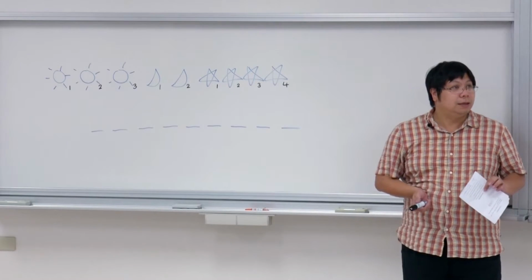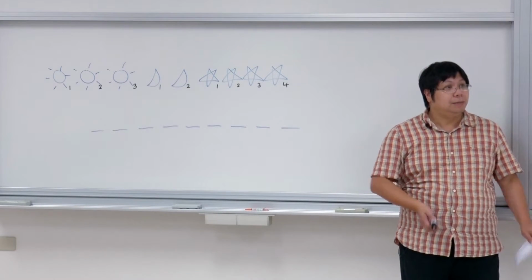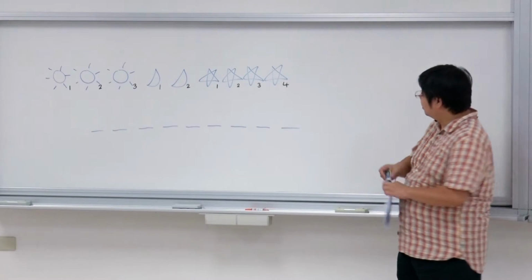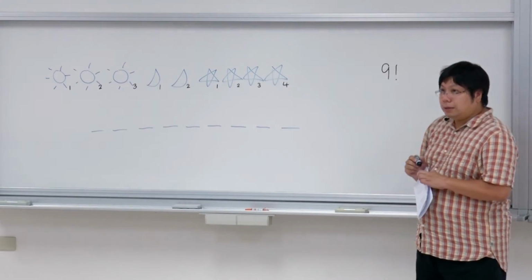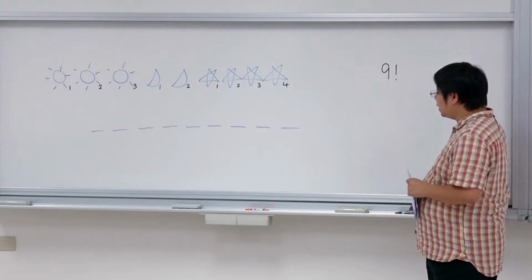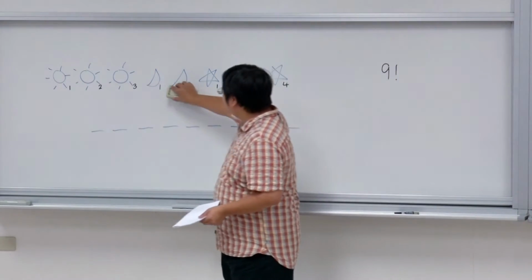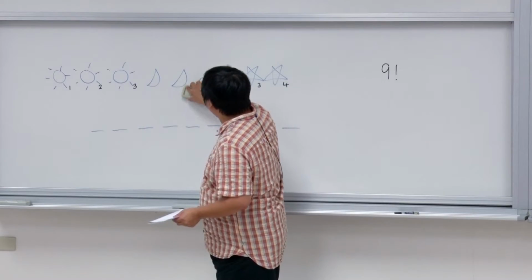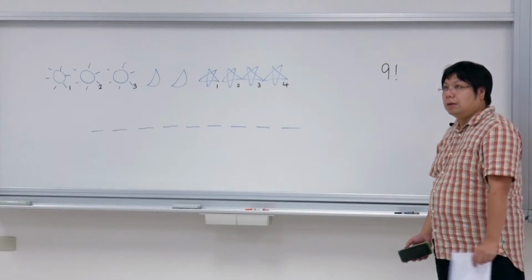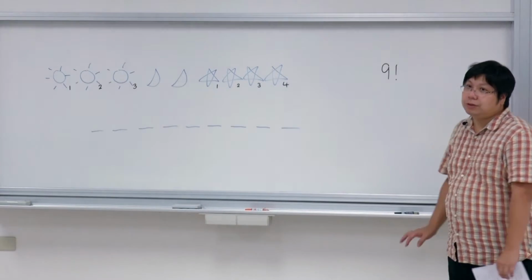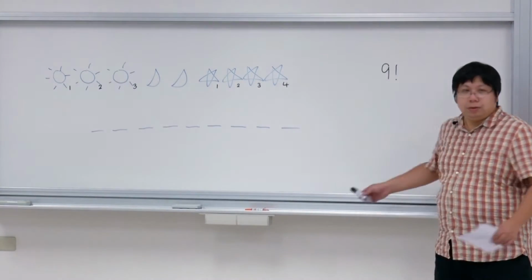There will be 9 factorial ways. Is that okay? Because they are all different, 9 factorial. Okay, now, but suddenly, let's say the moons are gone. The 2 moons are the same. Now, what will be the change?